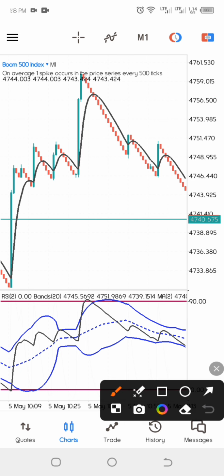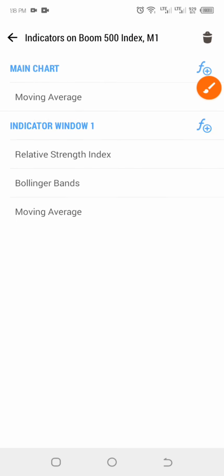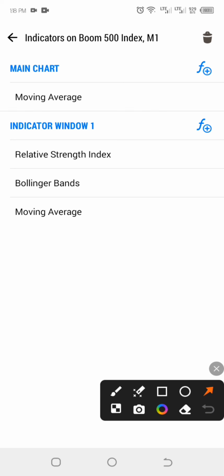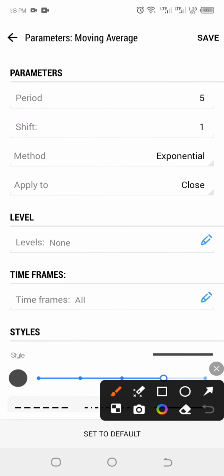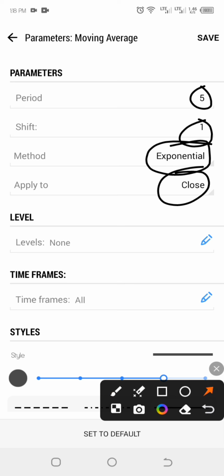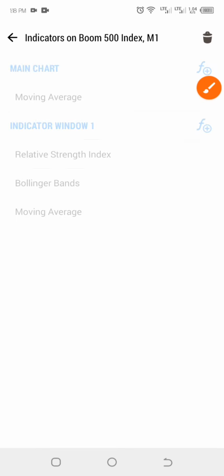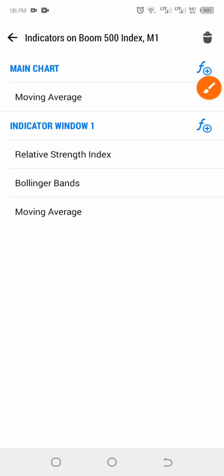Now, the first thing you want to do is go to this icon you are seeing at the top. When you click on the icon, the first indicator we need is the moving average. How do we add this moving average? We click on this F icon right here, then we scroll and search for moving average and click on it. For the properties of the moving average, period is 5, the shift is 1, method is exponential, apply to close. For the style, I always advise you guys to use any color of your choice or use the same color that I do. Click on save once you add the moving average, and it's going to be on your main chart.